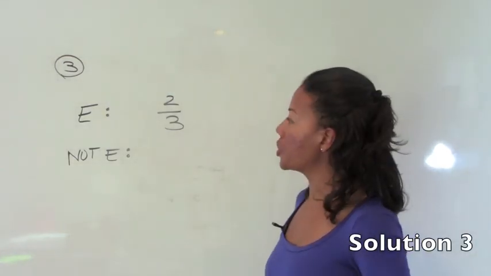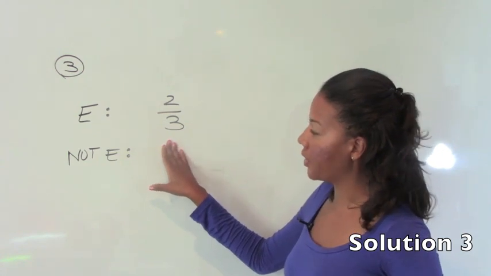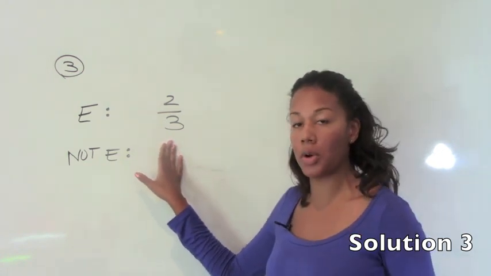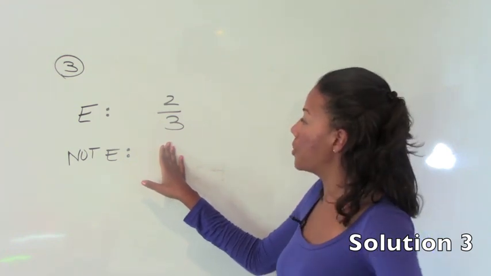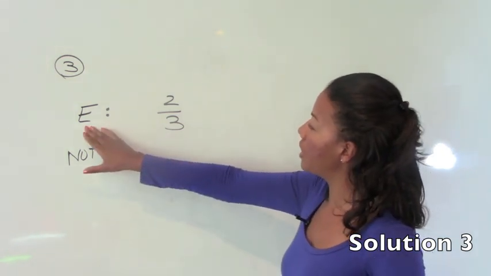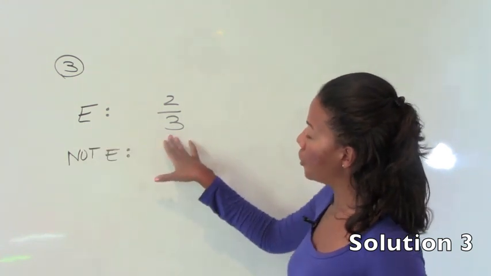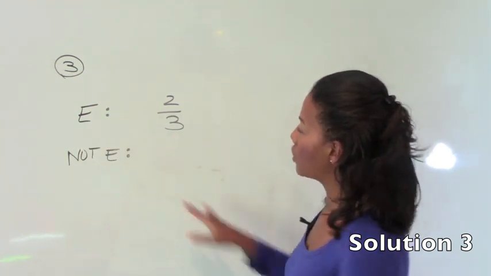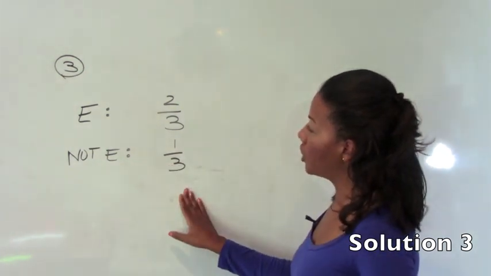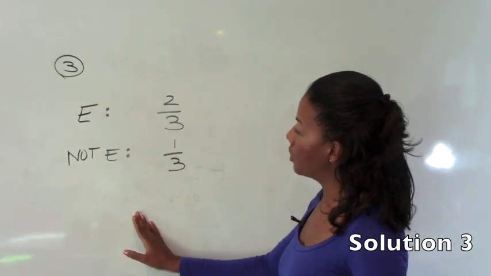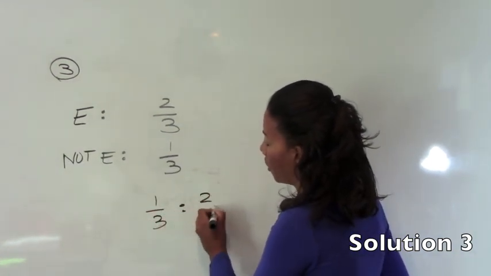Number 3. We're told that at a conference, 2/3 of the women are entrepreneurs, and we are asked to find the ratio of the women who are not entrepreneurs to those who are entrepreneurs. Okay? So we're told that the amount of entrepreneurs is 2/3. So that means that the non-entrepreneurs is a fraction of 1/3. So not entrepreneur to entrepreneur is a ratio of 1/3 to 2/3.